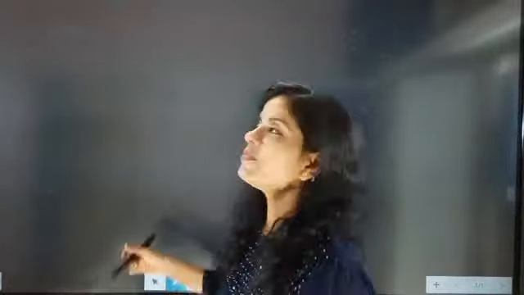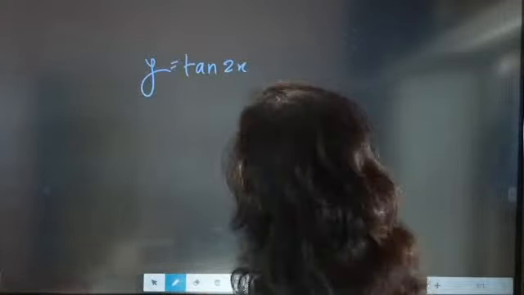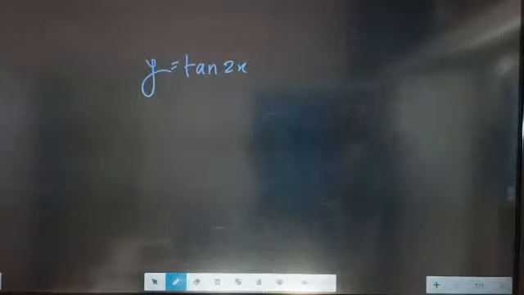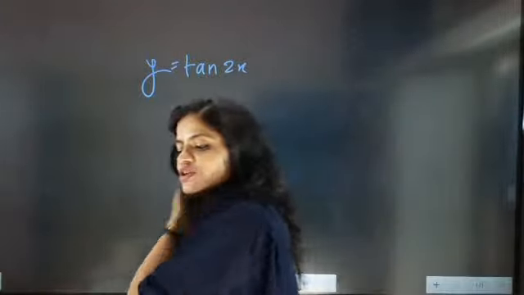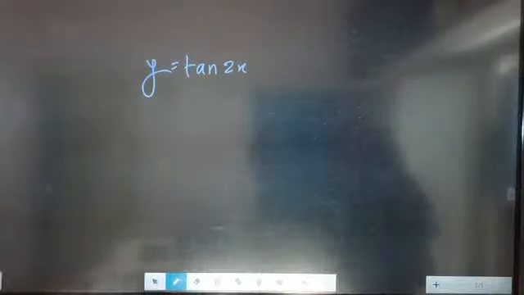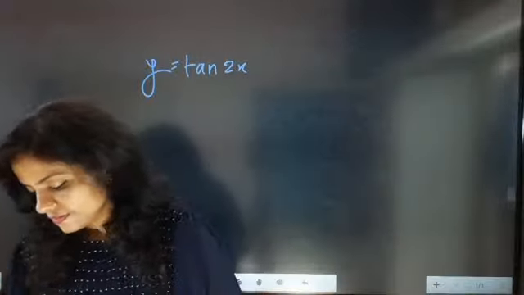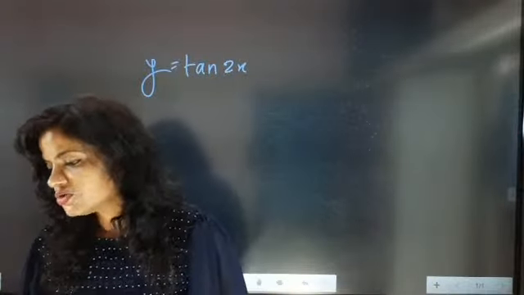So if by chain rule somebody gives you tan 2x, now differentiate tan 2x. Y will be equal to tan 2x. By chain rule direct differentiation, how are you going to solve it? Try this question out. Very good, Saranya. It will become 2 secant square 2x. Absolutely correct. So 2 secant square 2x.